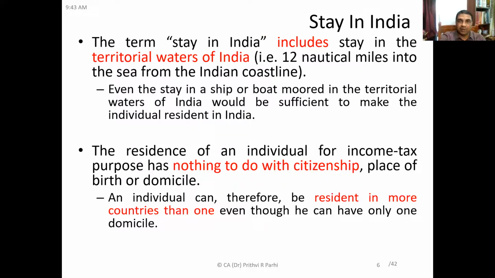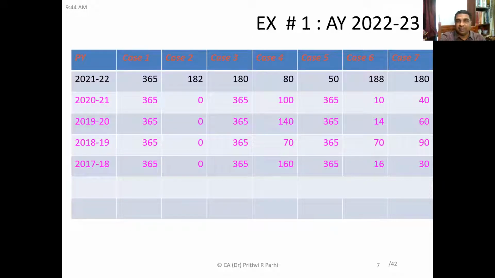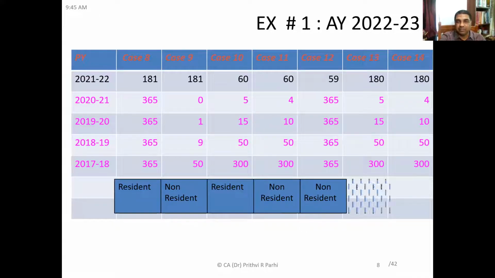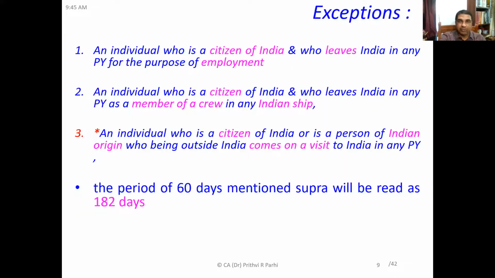What is the meaning of India? We had discussed it earlier, and we had also tested various cases, various situations when an individual can be treated as resident and non-resident. In the last recorded video, you can find it. At that time also we had discussed that this is the normal route. There are exceptions to that.